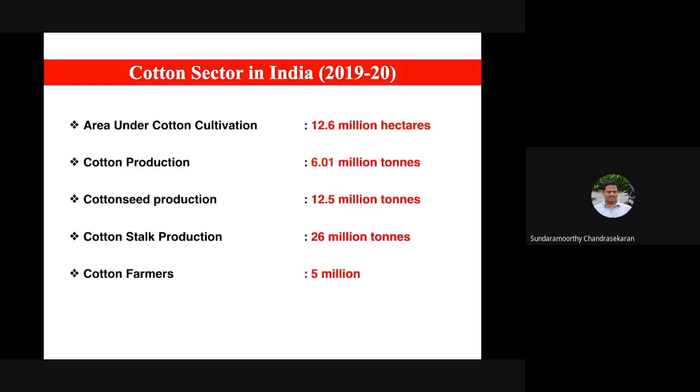The cotton seed is the source of oil as well as the cake, which is the protein supplement. And in this production system, we also produce almost 26 million tons of cotton stalks, on the Indian scale. Almost 5 to 6 million cotton farmers are involved in the farming. And along the value chain, almost 45 million people are involved in entrepreneurship, trade, or other activities in the cotton value chain. So we can say that this is the second largest value chain, including the textile sector. It is the second largest employer next to agriculture in the country.